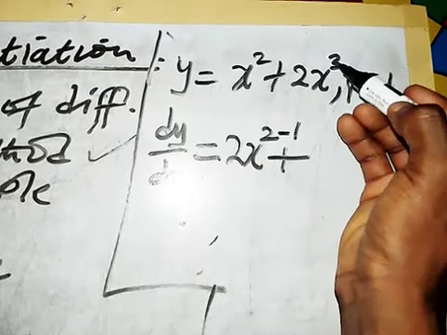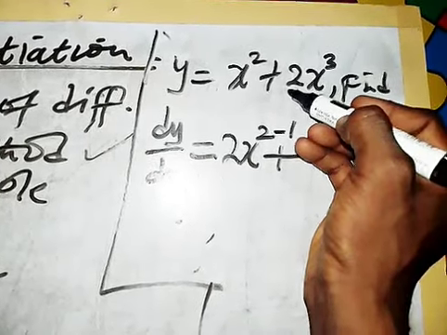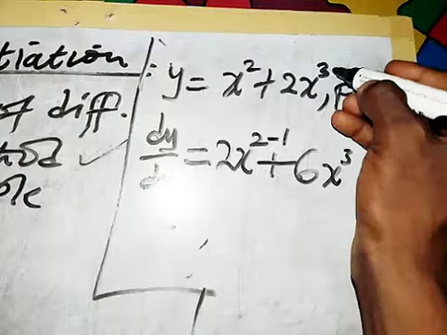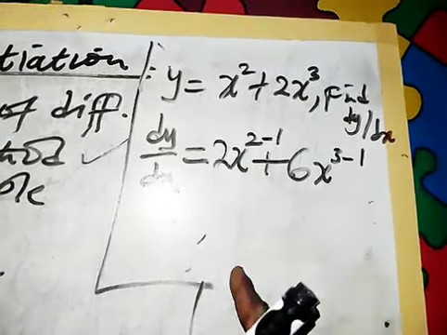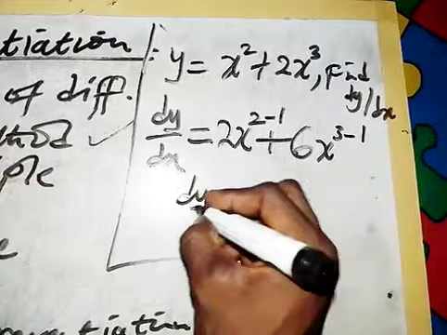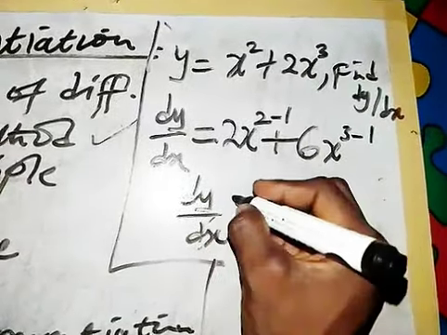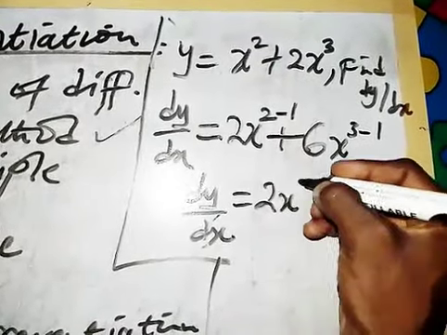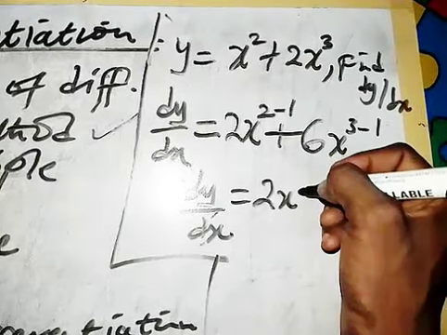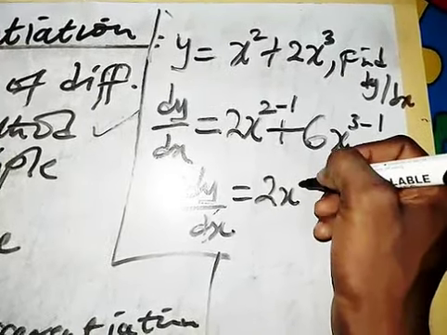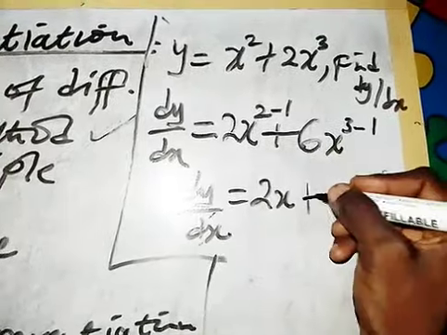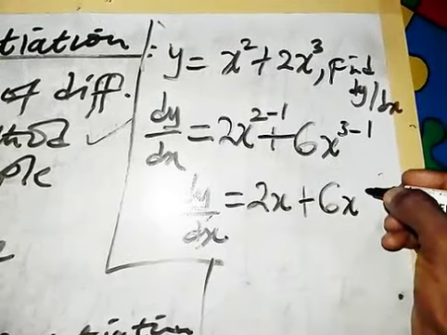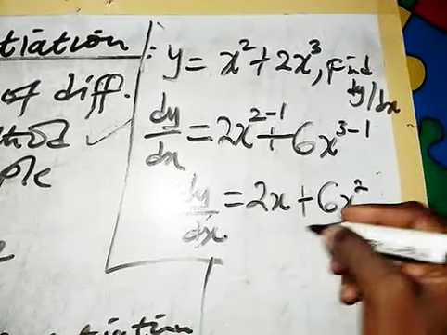Okay, this 3 will multiply by 2. You are going to have 6, so you are going to have 6x to the power of 3. You subtract the power by 1, minus 1. Okay, so dy/dx is equal to 2 minus 1 is 1. So you have 2x. Even though you write 1, it's still the same, but you don't write 1. You don't raise any power to 1, because we know that this is to the power of 1. Plus 3 minus 1 is 2. So you're going to have 6x squared. That is the final answer.